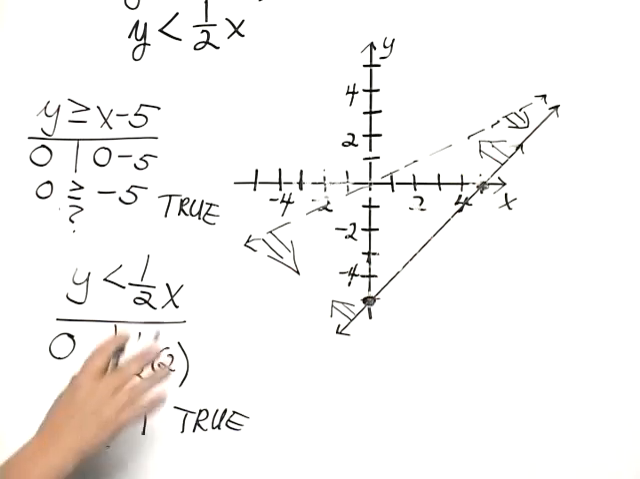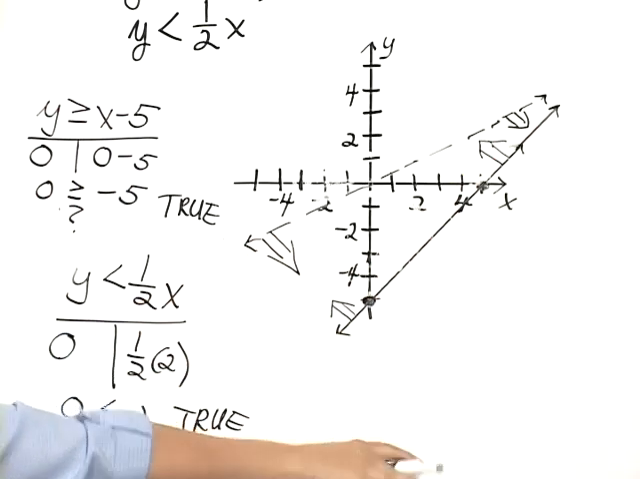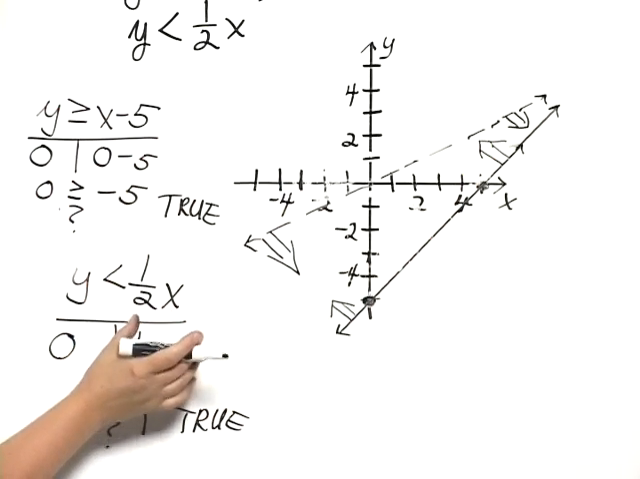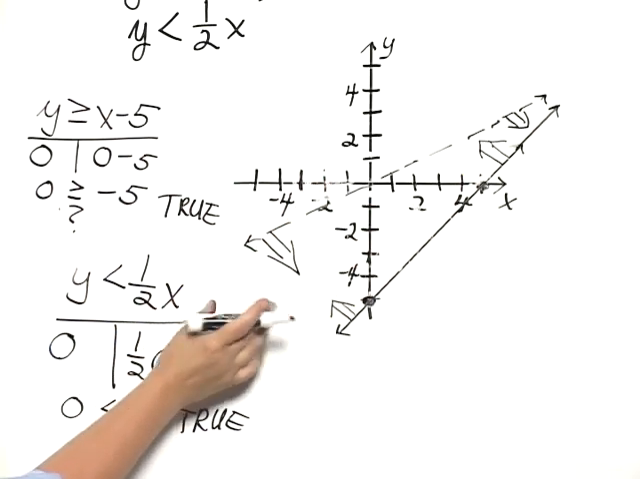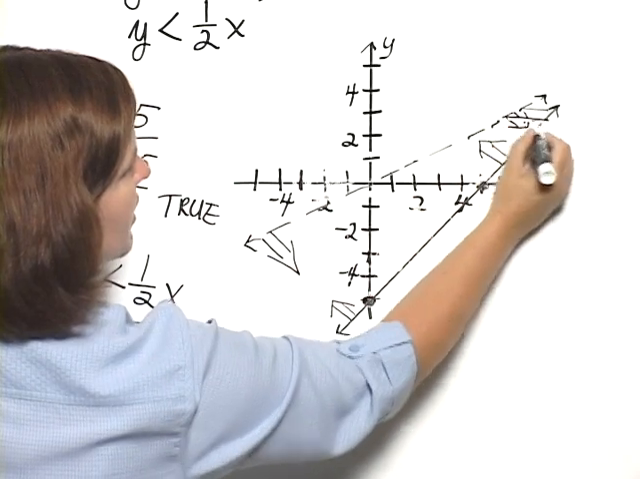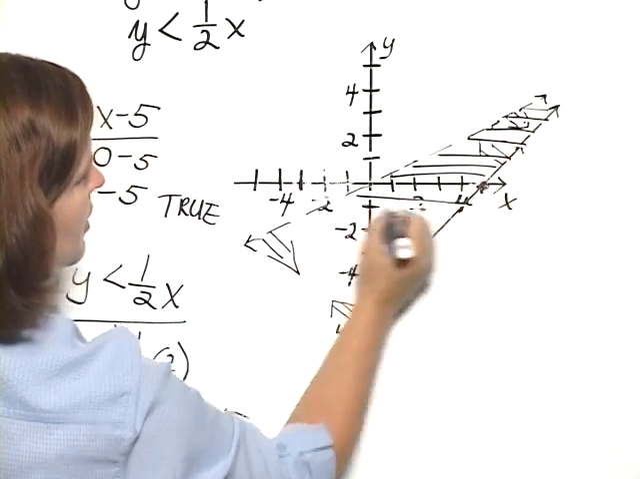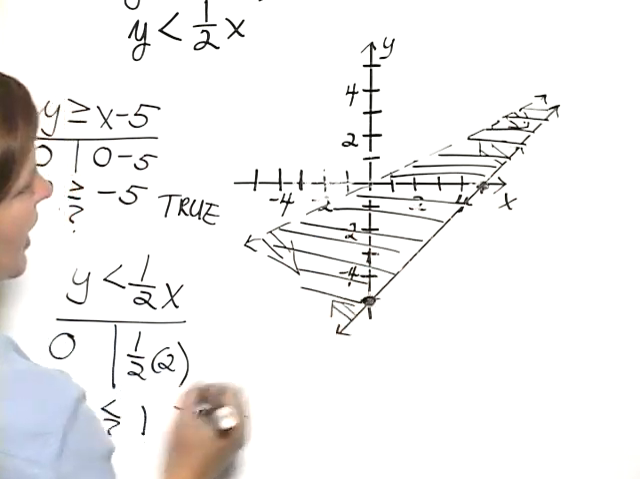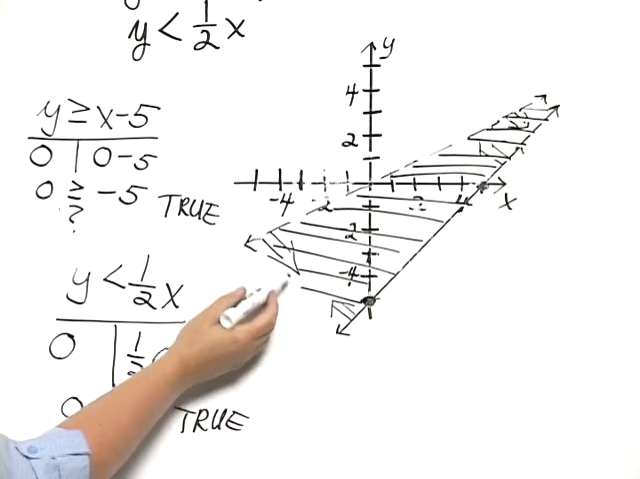Now what we have then is we have this side of the dashed line shaded, this side of the solid line shaded. We can see that the intersection, or the part that's going to make them both true, is this section in between the lines. So for the solution, we would shade the part that makes both of them true, which would be the part of the plane that is in between the lines. And this would be the solution, the graph of the solutions of the system.